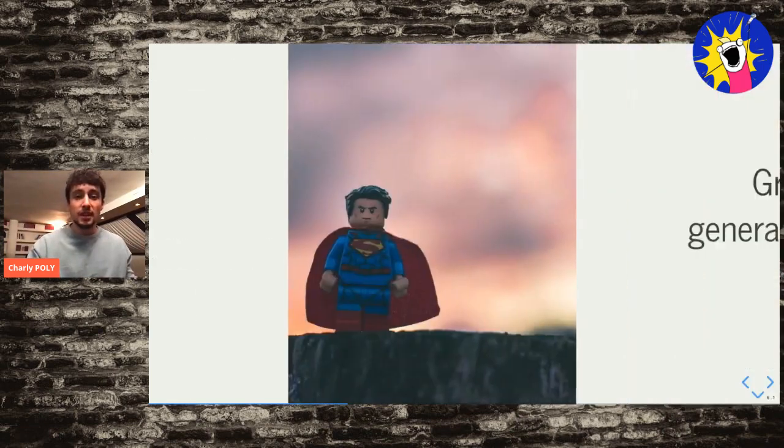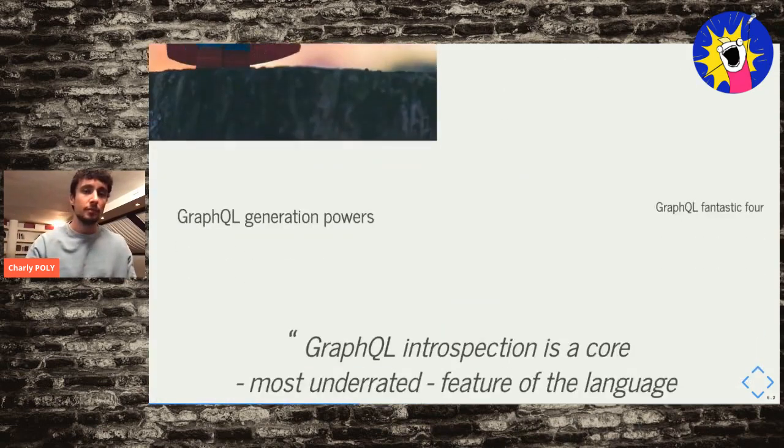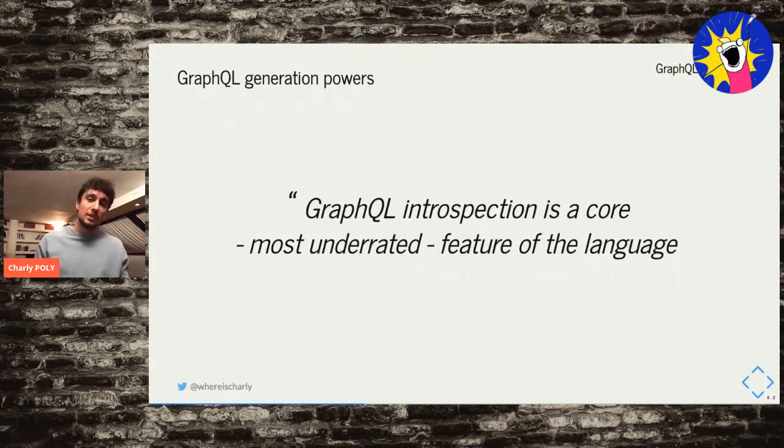Let's now stay in the front end, but on another subject, with another innovation in the GraphQL landscape, in the web ecosystem on the front end, which is GraphQL generation powers. When the GraphQL specification and the public release was made, I was really interested in GraphQL introspection, and I was thinking for a long time that it was one of the most powerful but underrated features of the language, and maybe misunderstood. It was not super well explained in the documentation what could be done with it.